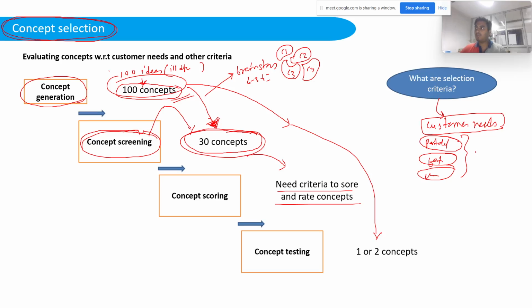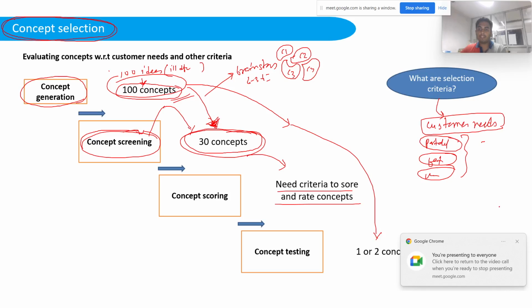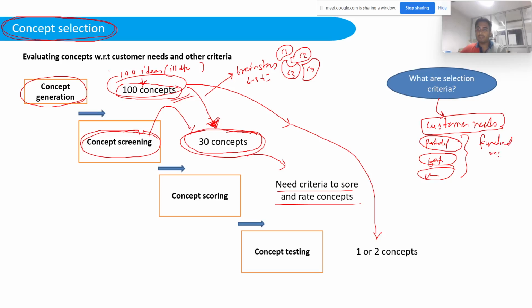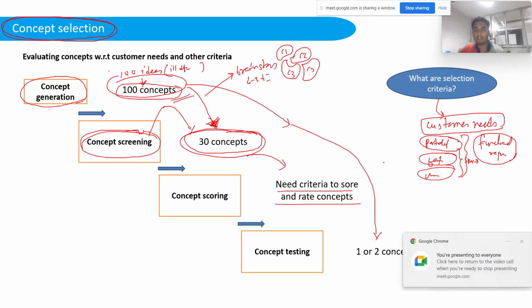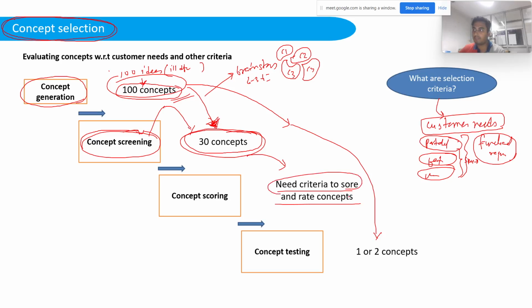and also we can consider other criteria, like functional requirements. So once you convert these customer requirements into specifications, and then from the specification, when you identify some sort of functional requirements, you can use those also as criteria to score and rate concepts.